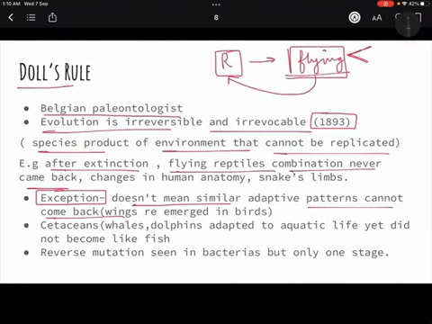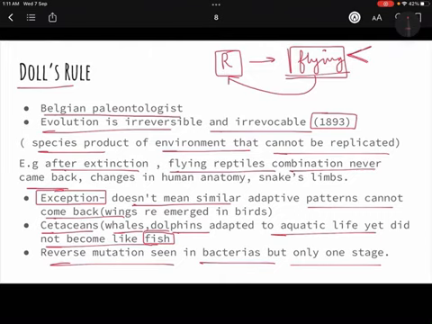Reptiles themselves came back, even though they were not flying again, but they came back. Cetaceans, that is whales and dolphins, adapted to aquatic life, yet did not become like fish. They did not have the streamlined shape like a fish, but they were still adapted to the aquatic environment. That means these are certain exceptions to Dollo's rule. And reverse mutation is seen in bacteria, but only one stage.